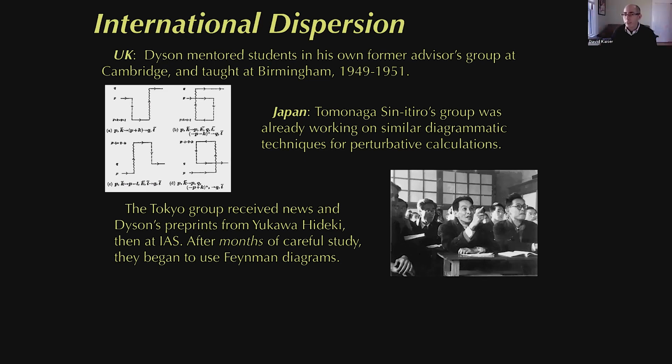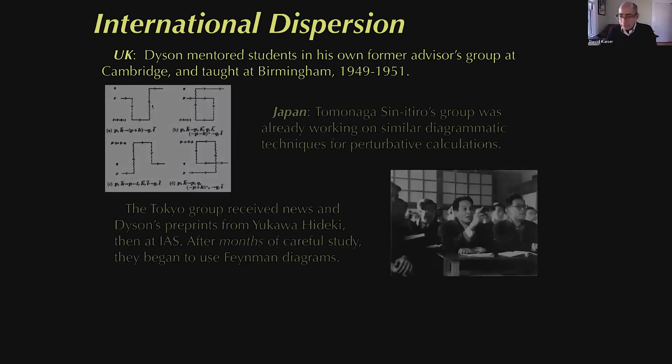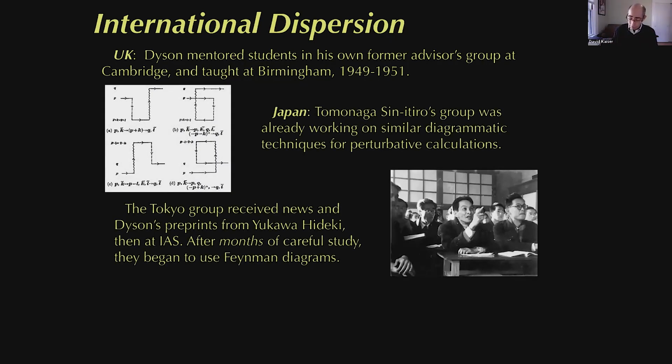You have all these ways that virtual particles could be involved. Here are examples of a single electron that's interacting with 2 separate virtual photons. How do you keep track of it? So Tominaga and his group had invented their own techniques.